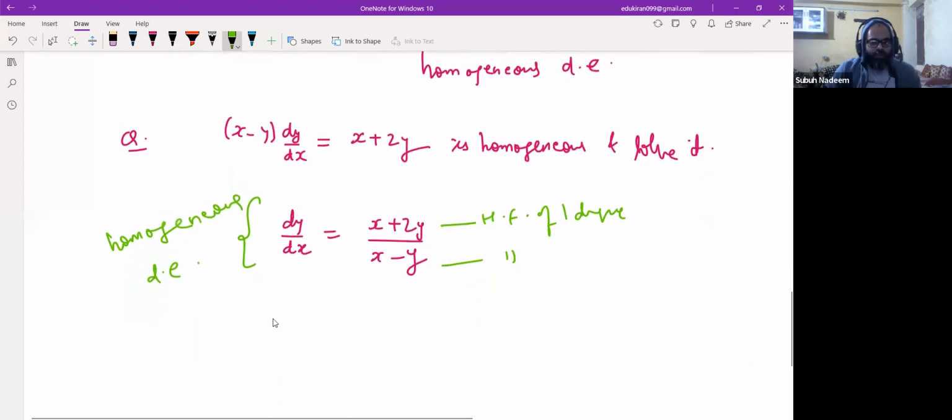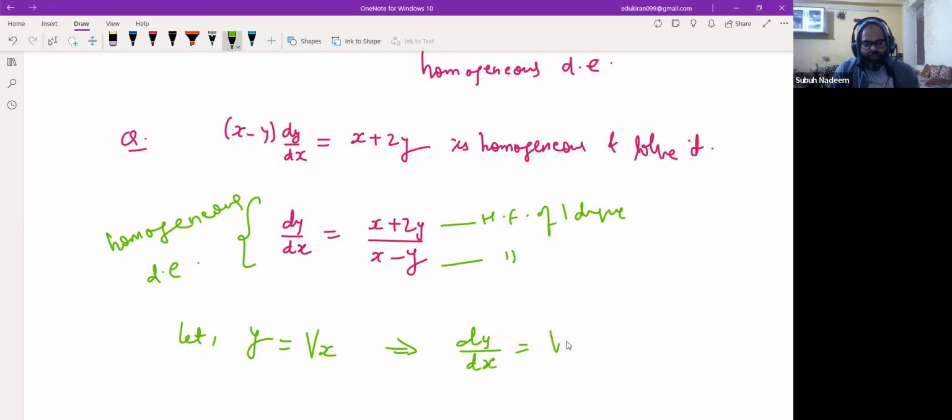Now, what is the way to proceed in a homogeneous differential equation? We let y is equal to vx. When we differentiate y, it will become dy by dx is equal to v plus x dv by dx. So we can do this.